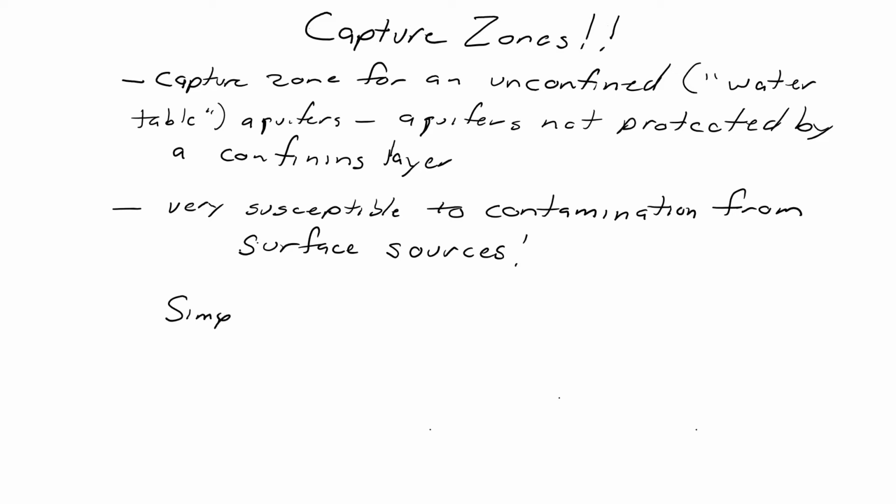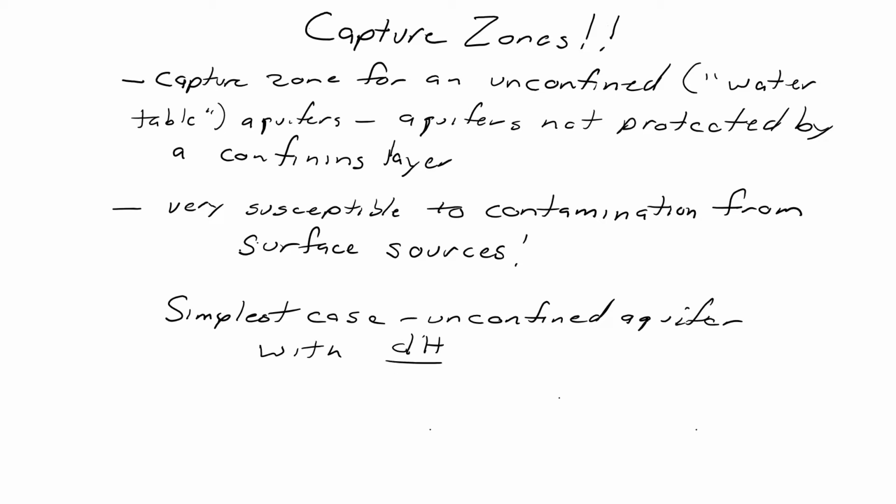All right, I'm going to start out with about the simplest case that I can think of. So this is an unconfined aquifer with a hydraulic gradient, dH over dL, of 0. If your hydraulic gradient is 0, what does that mean? What does that tell you about the water table? Horizontal, right? Totally horizontal. So let's sort of draw this, all right?